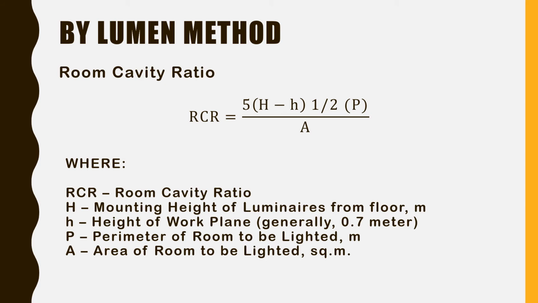And P is the perimeter of the room to be lighted. Take note, the room to be lighted. And A is the area of the room to be lighted, and it is also in square meters. So take note, the units must match with the other variable units.